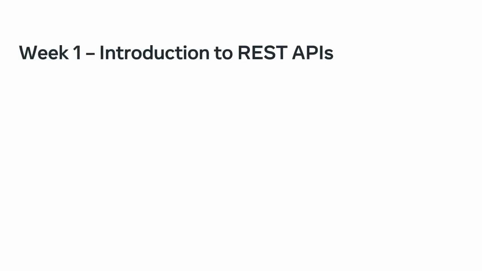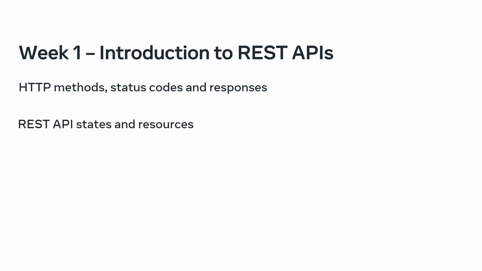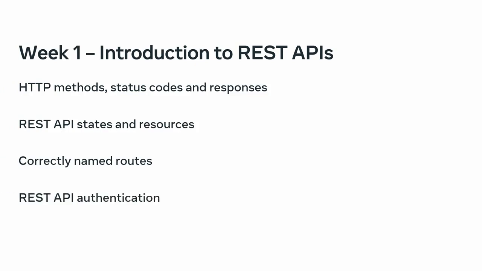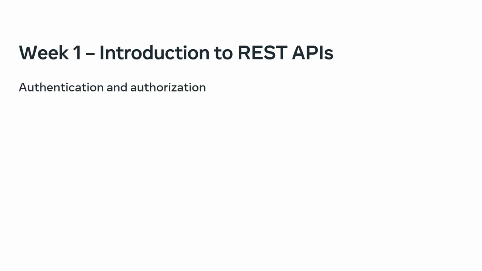After your studies this week, you will be able to explain different HTTP methods, status codes, and responses, identify the key characteristics, benefits, and uses of REST API, its states, and its resources, create routes with the correct naming conventions, explain the principles of authentication in a REST API, differentiate between authentication and authorization, and explain the API request lifecycle.